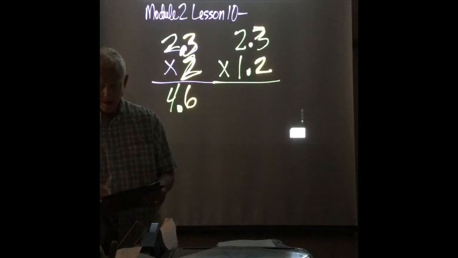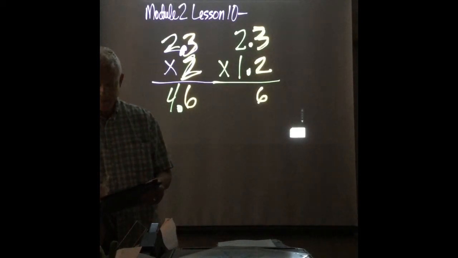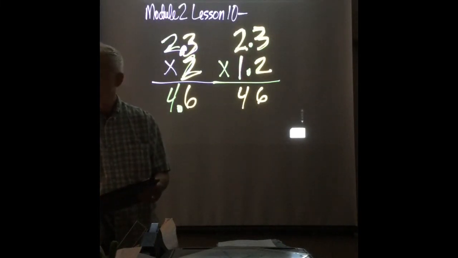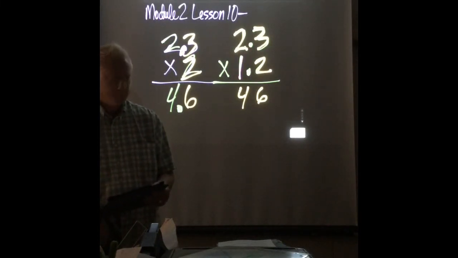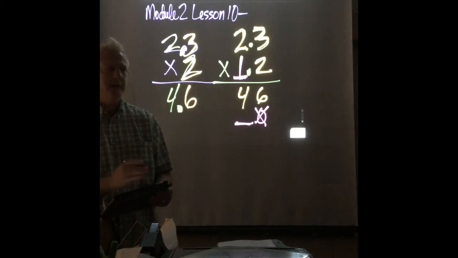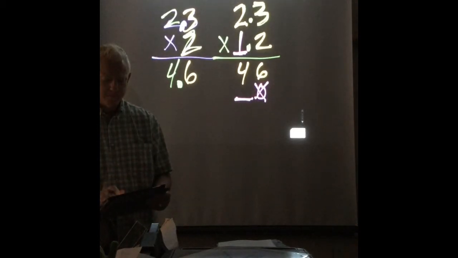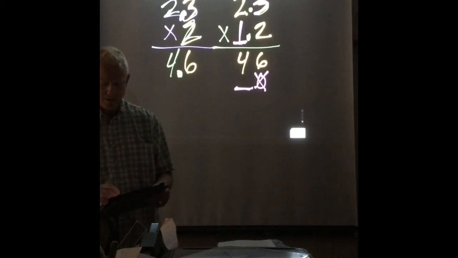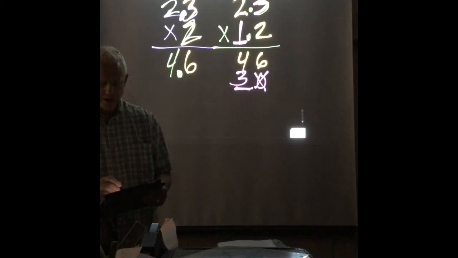2 times 3 is 6. 2 times 2 is 4. Now we're going to go over to the 1. Now our 1 is in the tens place, so we're going to put a 0 here as a placeholder, okay? Because we want our answer to go here in the tens place slot. So now I'm going to say 1 times 3. 1 times 3 is 3. And then 1 times 2 is 2.